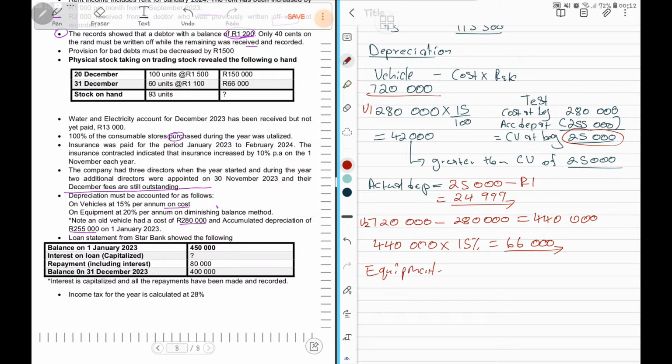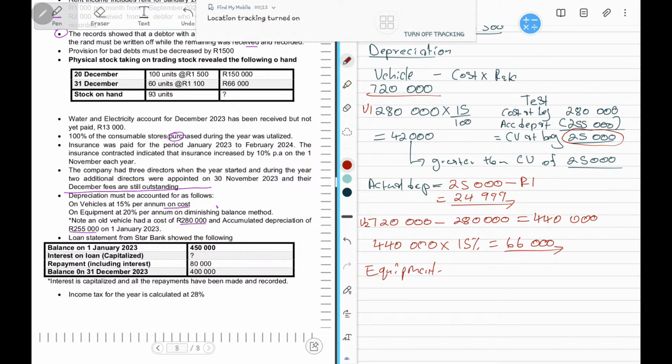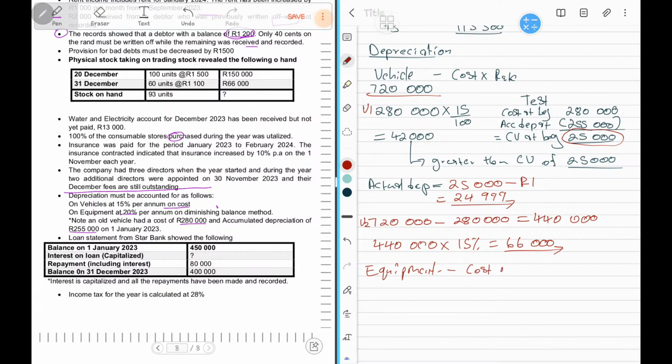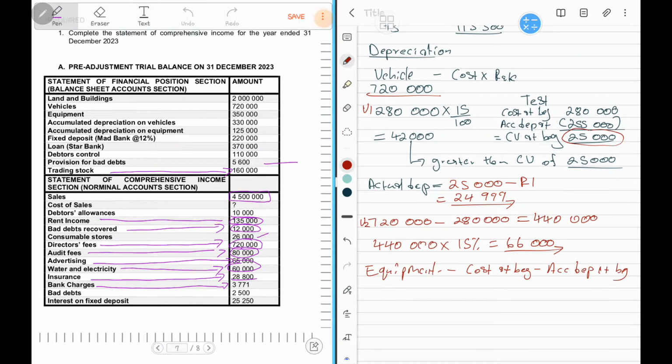Okay, then to calculate the one for equipment, it's simple. We're being told that they are using the diminishing balance method. Diminishing balance method simply means cost at the beginning minus accumulated depreciation at the beginning. So it will be how much? The cost at the beginning was 350,000. So we're going to say 350,000.